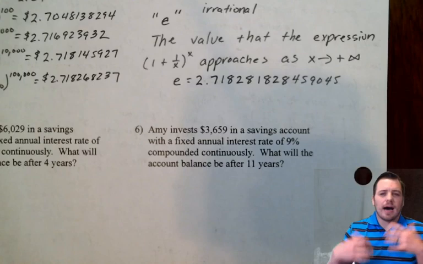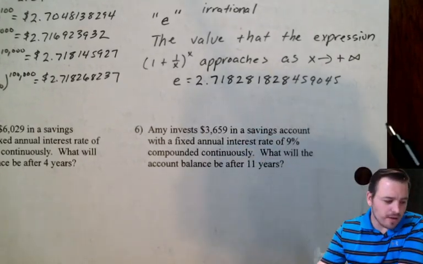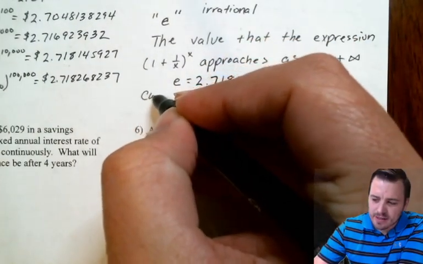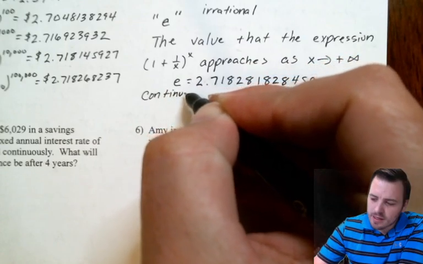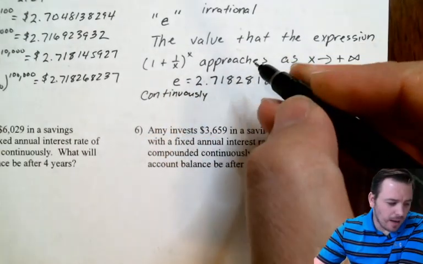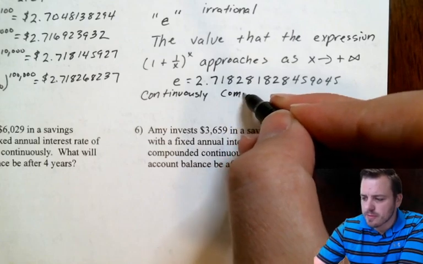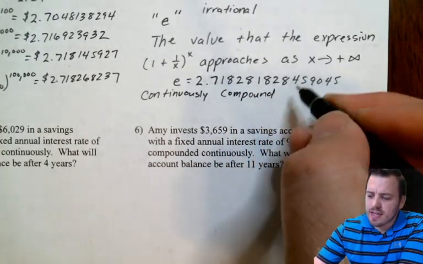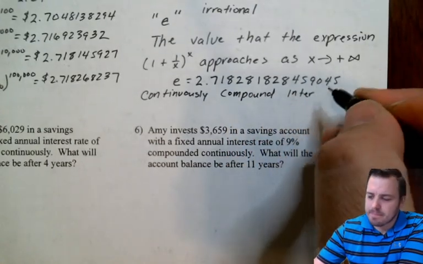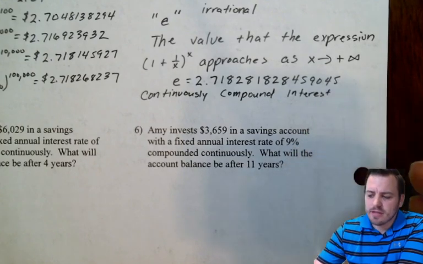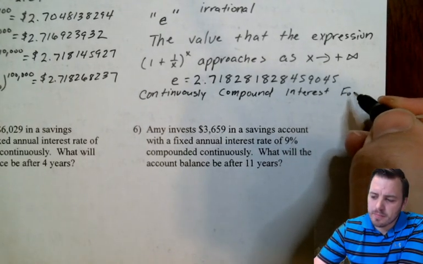Now I want to create a formula for something that's compounded continuously. Continuous compound interest formula. So interest that is compounded all the time, okay? Continuous compound interest formula.